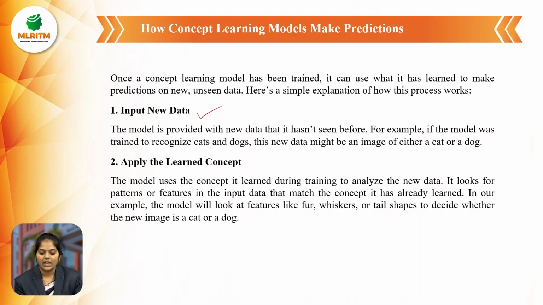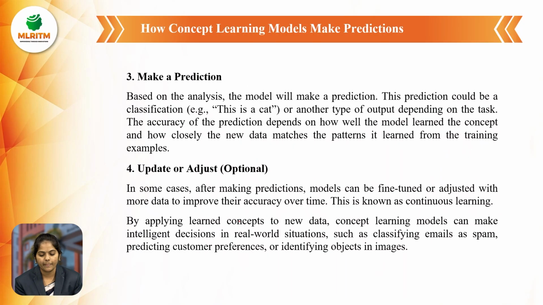And the second, applying the learned concept. Here the model uses the concept it learned during training to analyze the new data. It looks for the patterns and features in the input data that match the concept it has already learned. In the example, the model will look for the features from the instructions we gave in training, then recognize them and decide whether the new image is a cat or a dog. The next step is making a prediction.